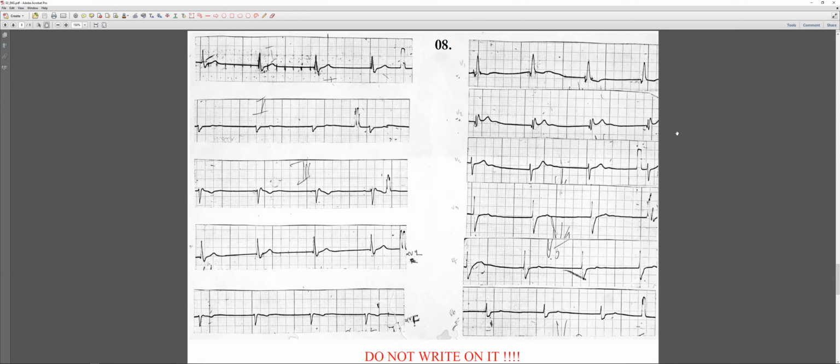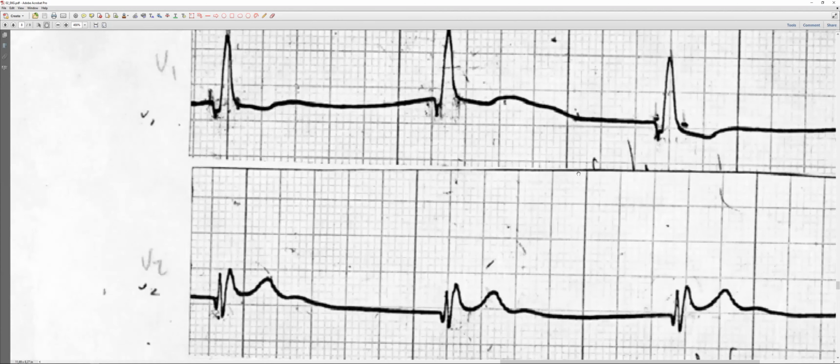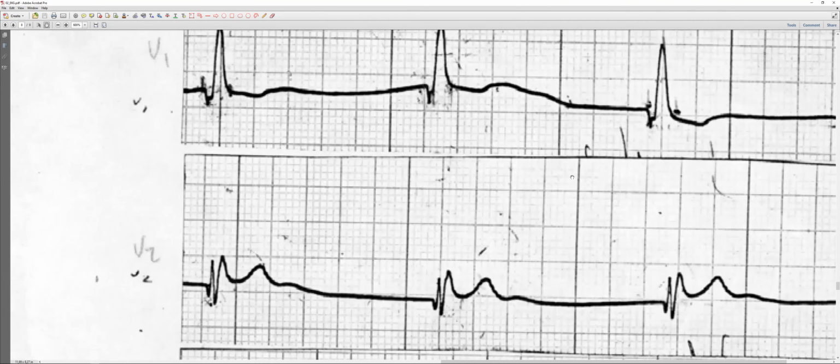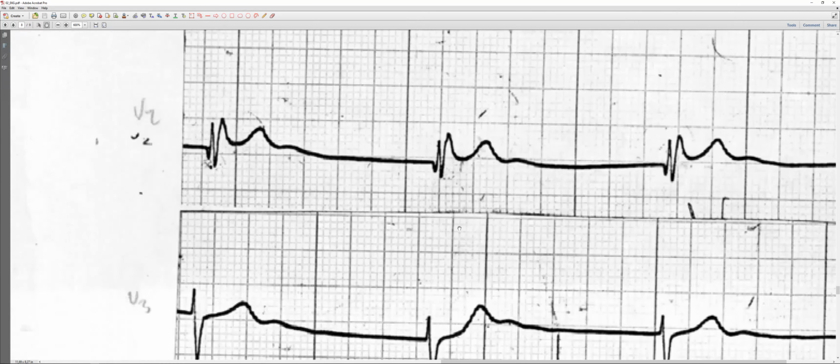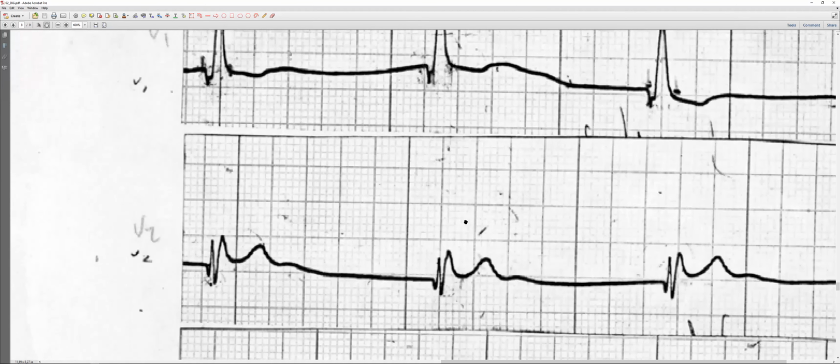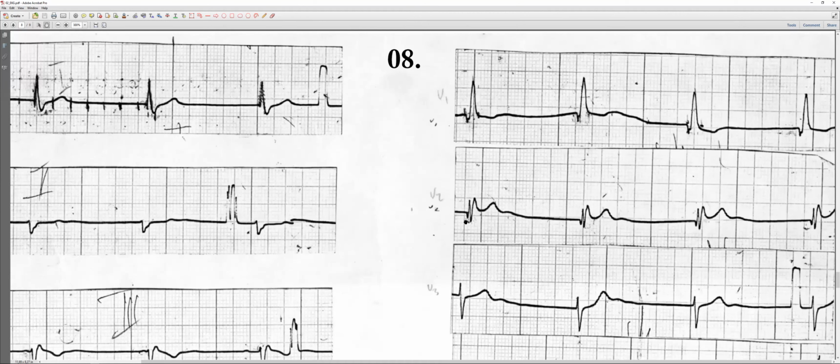Do we see pathological Q wave? Can you see on your phone? V1, V2. Yes, V1. Oh, yeah. See, you can see it. So are these pathological? Yes.